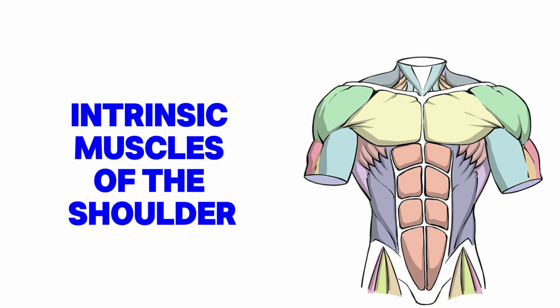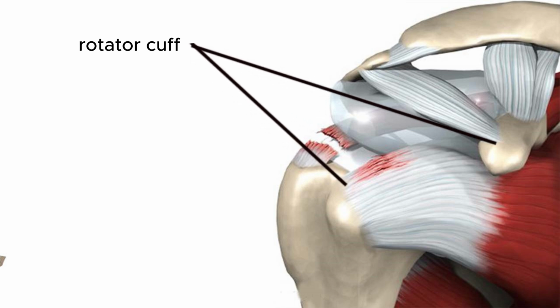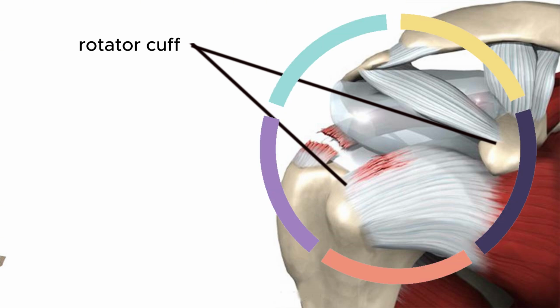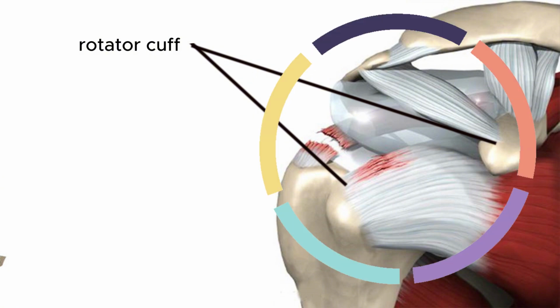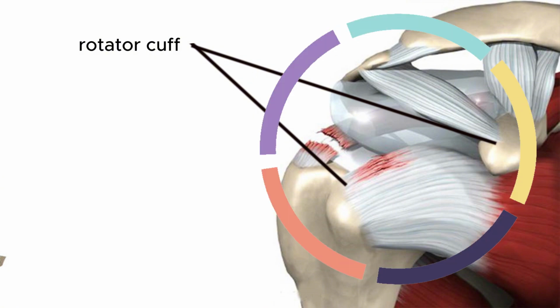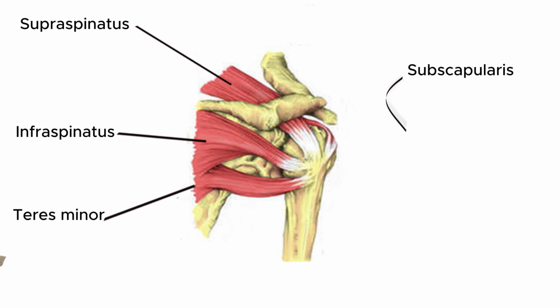1. Intrinsic muscles of the shoulder. A. The rotator cuff. The rotator cuff is a group of four muscles that stabilize the shoulder joint and allow rotational movements. Remember the mnemonic SITS for the four rotator cuff muscles: supraspinatus, infraspinatus, teres minor, subscapularis.